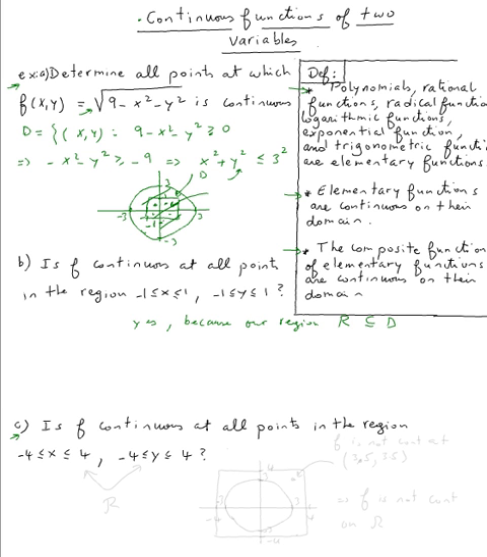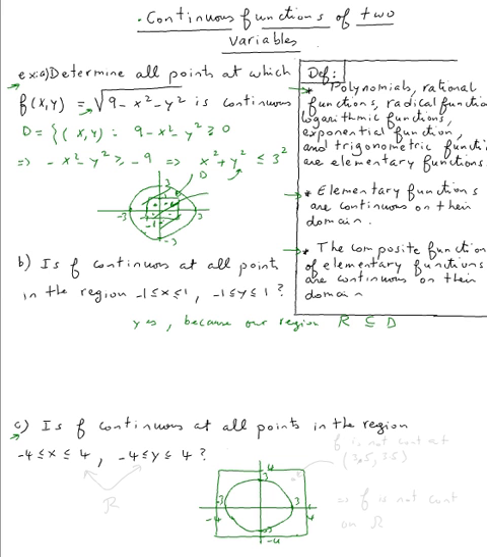Now let's do problem C. Is f continuous at all points in the region x is between negative 4 and 4, y between negative 4 and 4? Let's do another one here. So negative 4, 4, this is 4, negative 4, so this is our region. We want to know if it's continuous there. Now what do we know? We know it's continuous on this disk. Negative 3, negative 3, 3, 3.